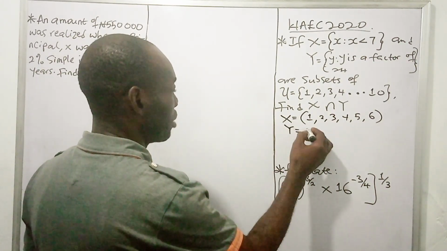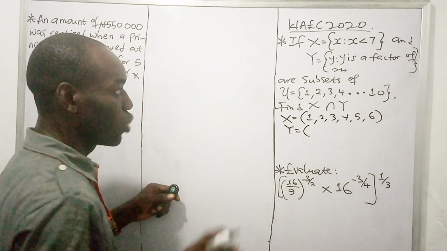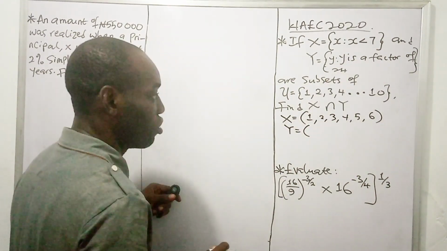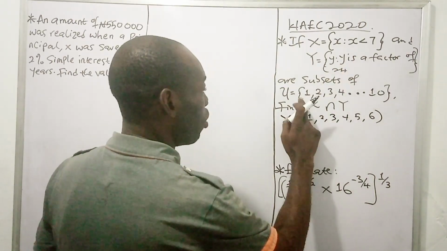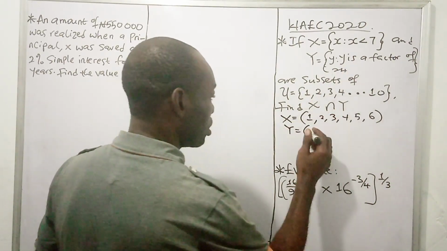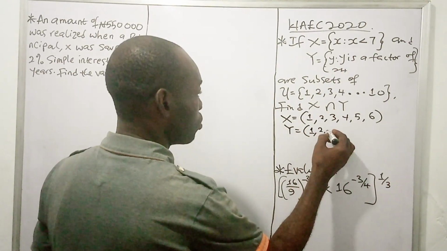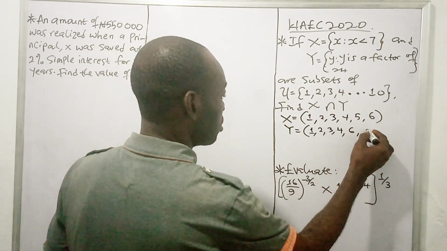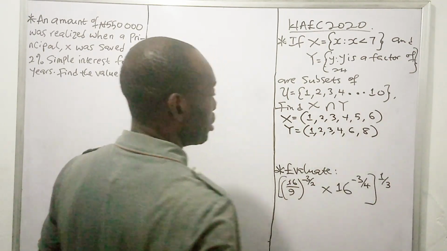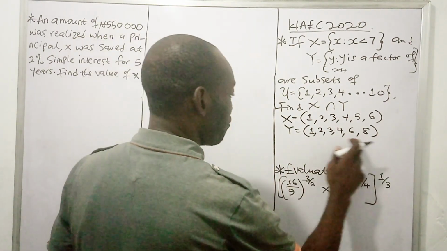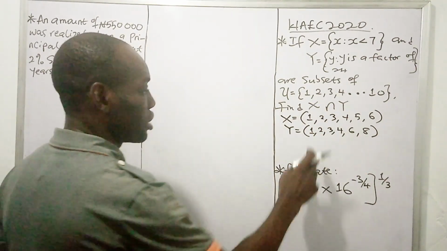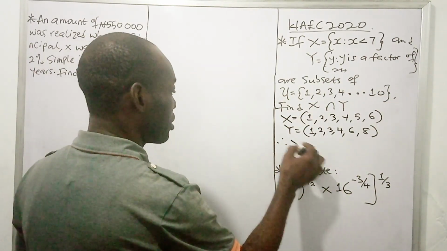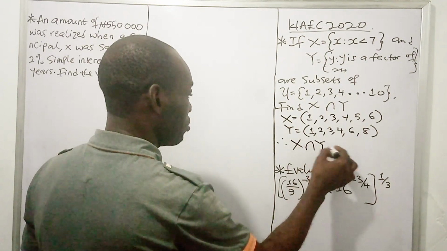Then the elements in y, we are told they are factors of 24. Factors of 24 among the universal set here, which is from 1 to 10, are 1, 2, 3, 4, 6, and 8. These are the factors of 24, and they are equally elements that can be seen in the universal set.